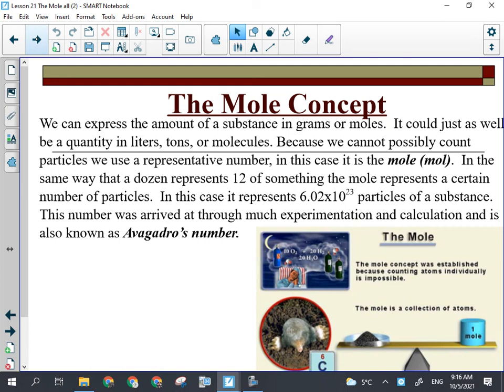We can't do that, so we use the mole as a representative unit. The mole always represents the same number of particles, just like something else we use all the time. I have a dozen eggs. How many eggs do I have? 12. A mole works just like that, except it's not 12. It's 6.02 times 10 to the 23.